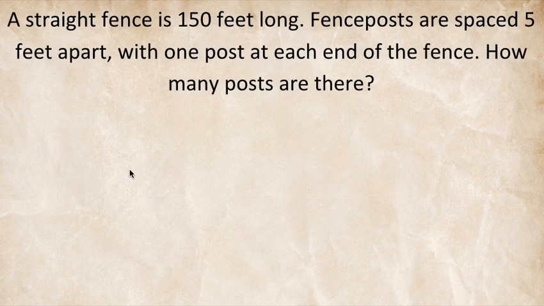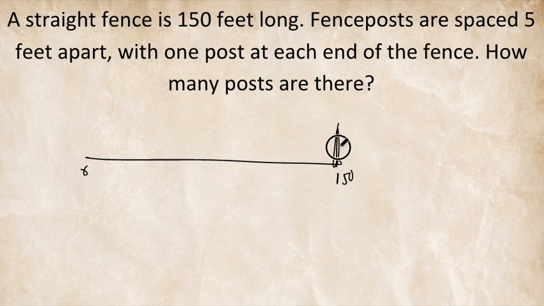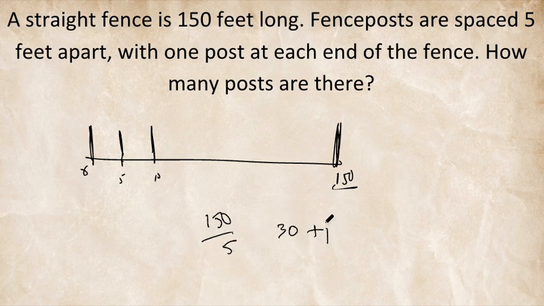All right, here's another similar one. We have a straight fence that is 150 feet long, and fence posts are spaced 5 feet apart with 1 post at each end of the fence. So if you think of this as 0 and 150, in this case we actually have a post at each end, and then every 5 feet there is a post, right? Since each end has a post, it's going to be basically 150 divided by 5, that's 30, but plus 1, because there's 1 at the end.